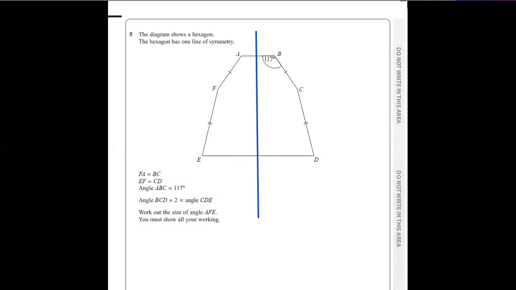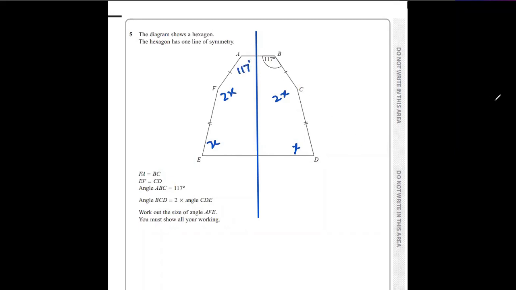All right. So angle BCD is twice the angle CDE. So basically, if this angle is X, this angle is 2X, and the same applies here, 2X, because this has a line of symmetry. This is 2X and this is X. The top is 117, and the top angle is the same, 117 degrees.